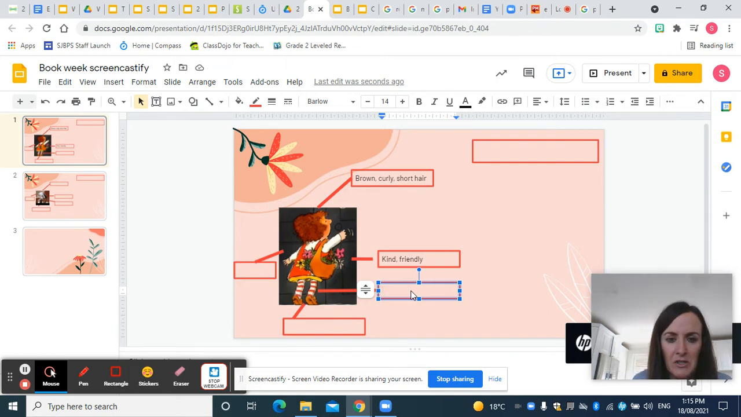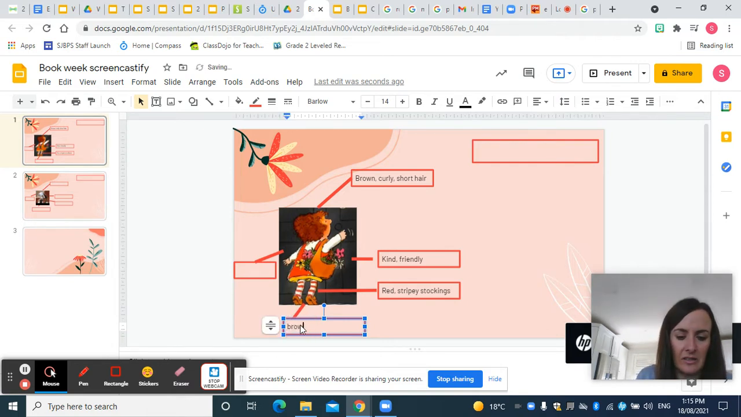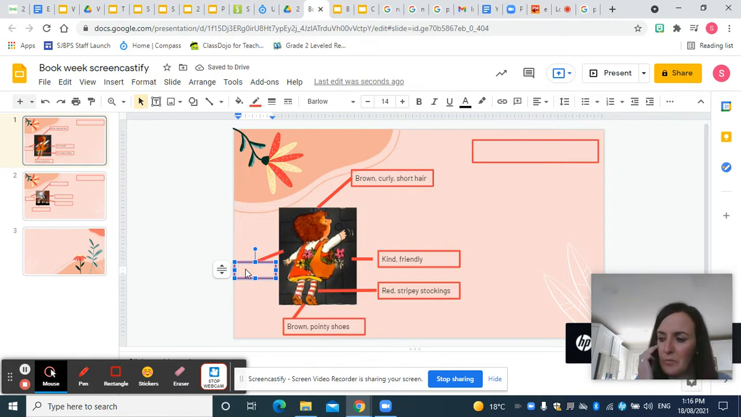The next thing I'm going to brainstorm is wearing red stripy stockings. And I can see she's wearing brown pointy shoes. And the last thing I might brainstorm about Rose, maybe something about her personality again, is that she's very generous. The way she wanted to give Mr Wintergarten a gift. Okay, so then I've brainstormed a few things about Rose.